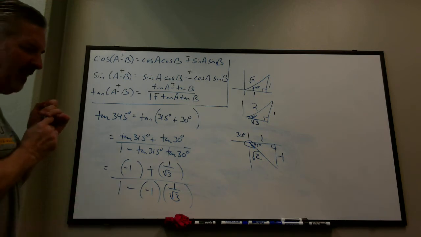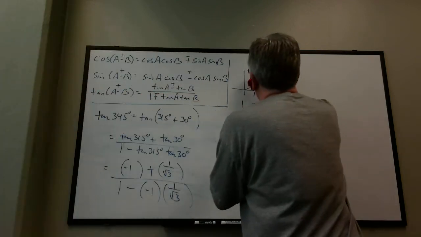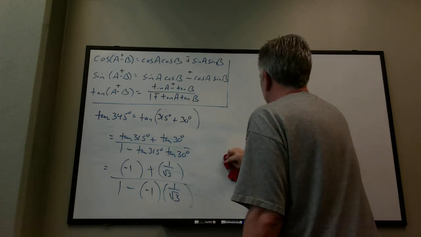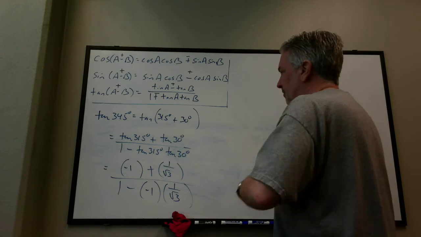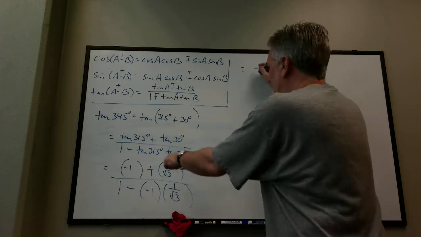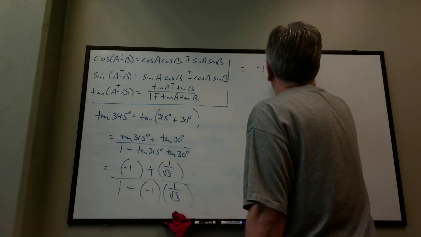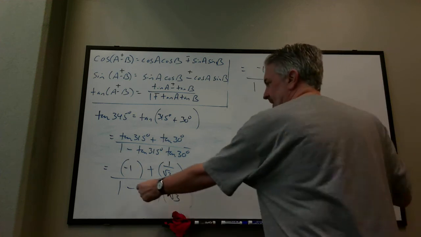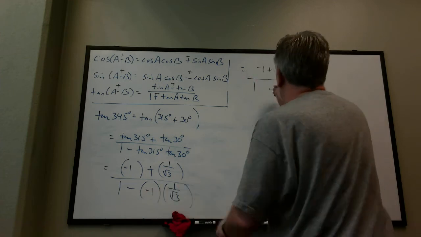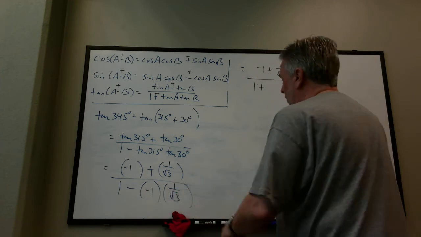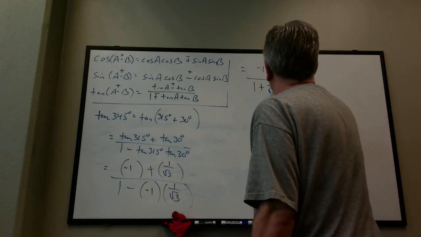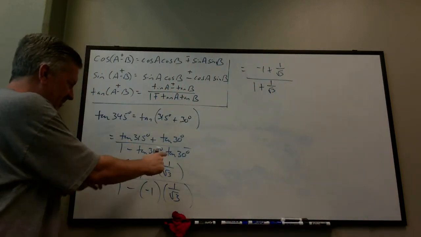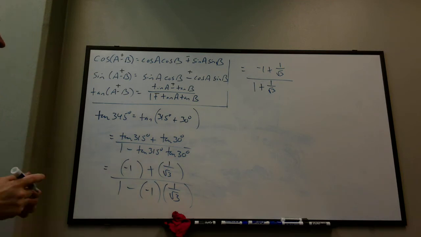Now, never leave fractions in fractions. That's terrible. So we want to simplify. Let me simplify what I have to get rid of all these parentheses. In the numerator, I have -1 plus 1 over root 3 over 1. The negative times the negative here is going to be plus, and 1 times 1 over root 3 is 1 over root 3. That looks a little bit better. I just put the parentheses here to save a place for the number. It tells me I have 4 things to fill in.